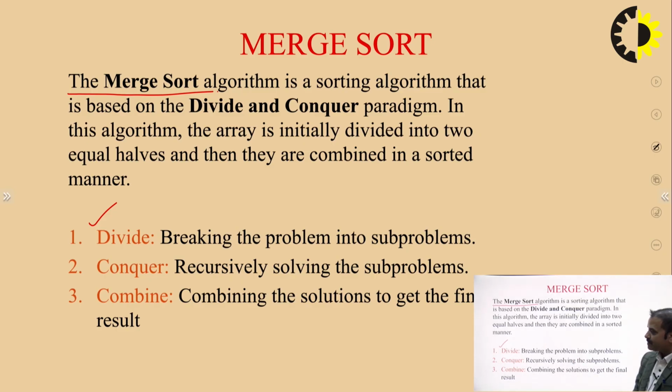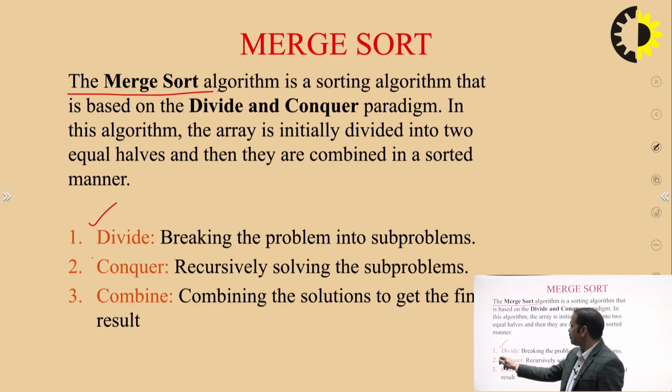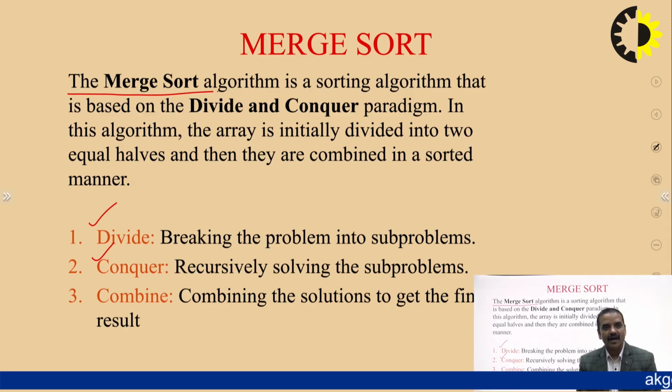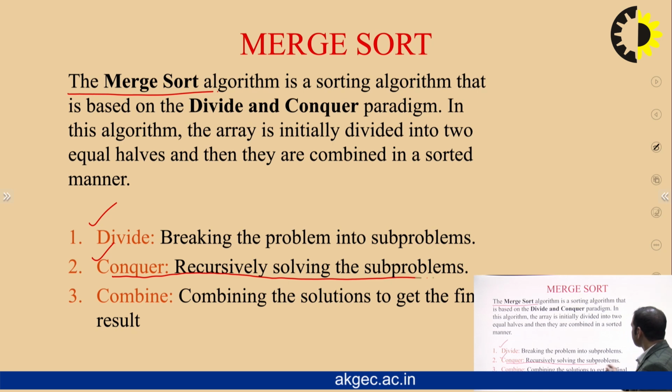The second step is conquer. Conquer means we have to recursively solve the subproblems. That means after dividing the whole problem or whole data into sub data, we have to sort the given data recursively by using the conquer approach.